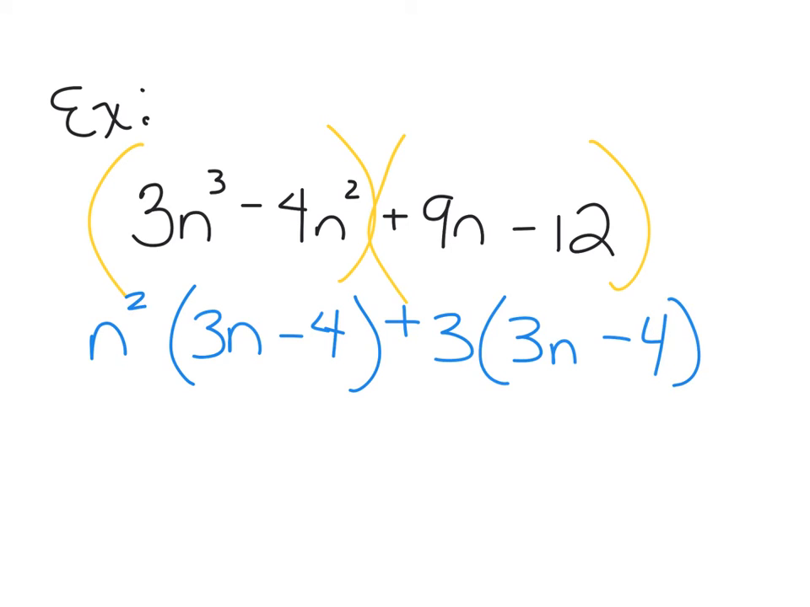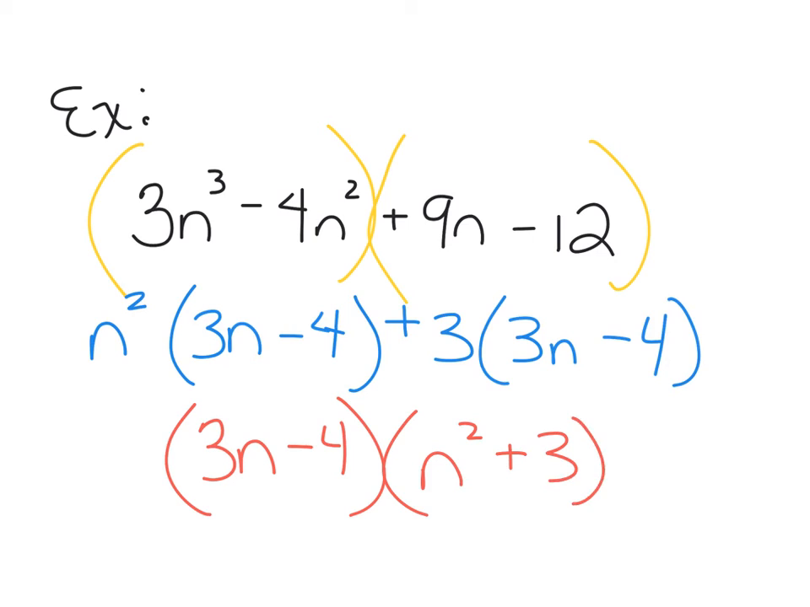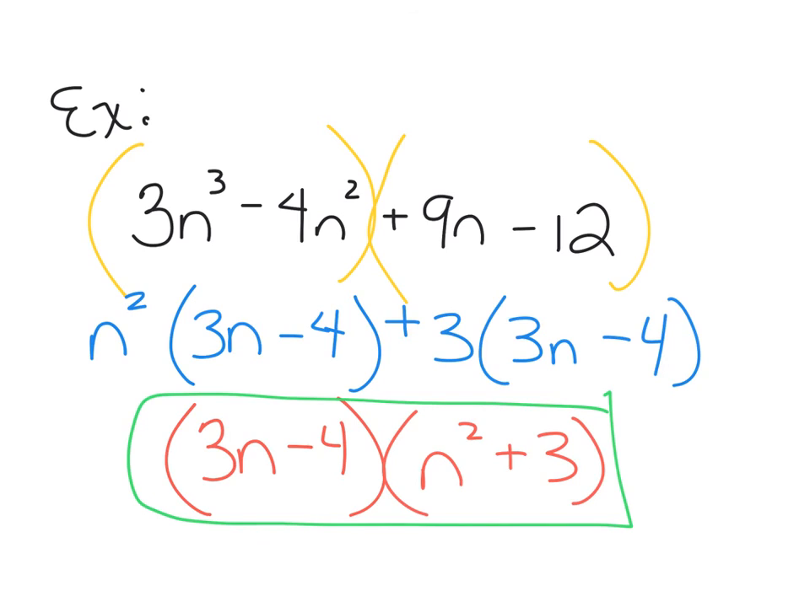So this right here is going to give us 3n minus 4. That's going to be one of our final factors. And then whatever's left over is going to be your other part of your factor. So n squared plus 3. And that is factoring by grouping. And again, you can always go back and check your answers because if I use the distributive property and multiply every factor, it will give me the original polynomial that I have.